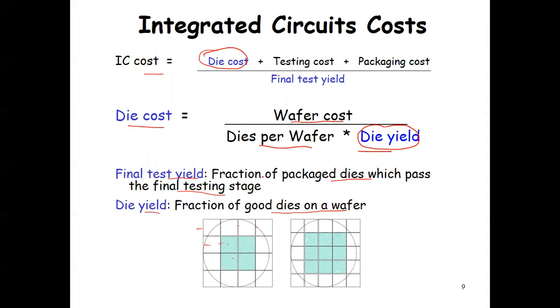The final test yield step comes after this step. First this step comes, then this step comes. Initially you have the wafer. On the wafer we are placing dies, but not all of them will be successful. Only a fraction will be placed successfully. Whichever fraction is placed successfully on the wafer, that is called die yield, right? But again, after that it should go for testing. After testing, whichever is coming out successful, that is called final test yield, right?